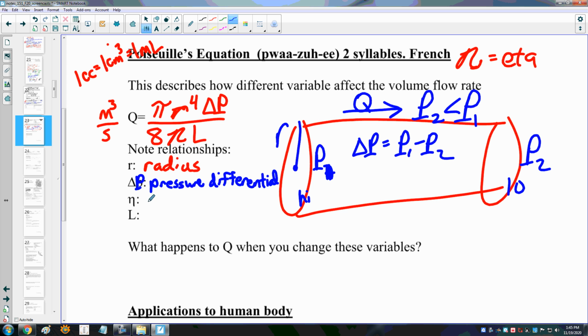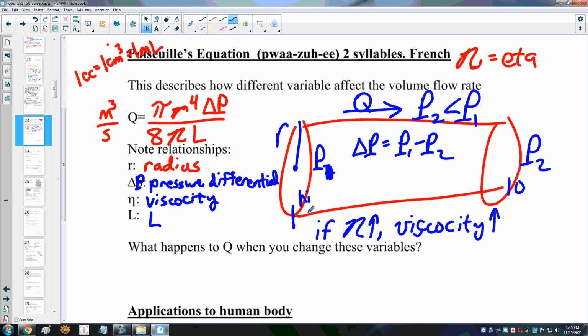Eta is a measure of the viscosity. If eta goes up, that means that my viscosity is increasing, it's becoming stickier. And then L, of course, is just the length of the pipe. And so I want to know what happens to Q when you change these variables. And honestly, I think that most of these, maybe all of them, all of these relationships are fairly intuitive. So let's go through these.